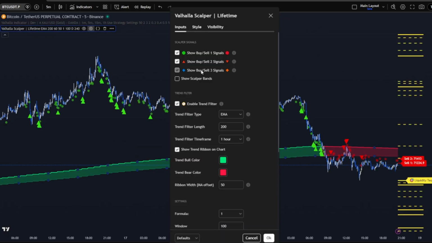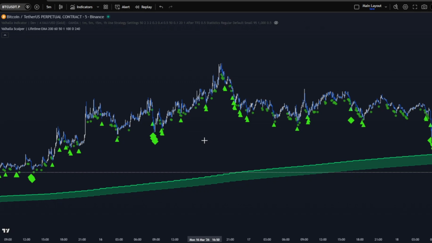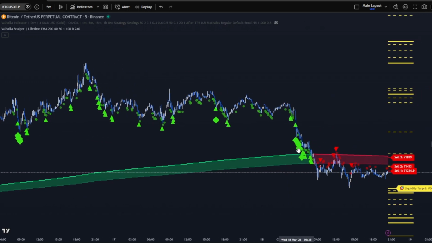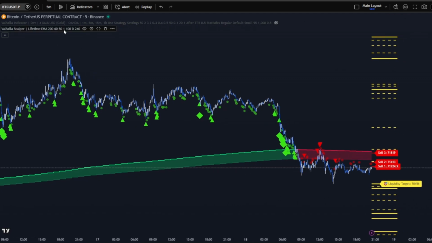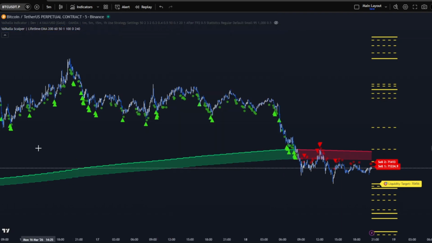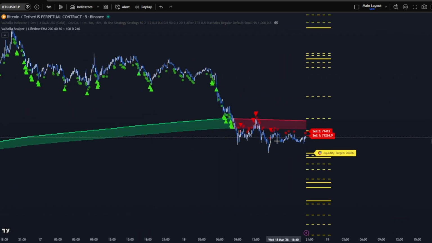Third, the diamonds. Tier 3, these are the big ones. When you see a diamond, price has deviated significantly from its average. These have the highest probability of a strong reversal back toward the mean. But they can also signal a potential trend change if price breaks through, so keep that in mind. You can toggle each tier on or off in the settings. My recommendation, start with just triangles enabled, get comfortable, then add circles if you want more trades. Remember, thanks to the trend filter, you only see the signals that match the current trend direction. Green buy signals when price is above the ribbon, red sell signals when below.